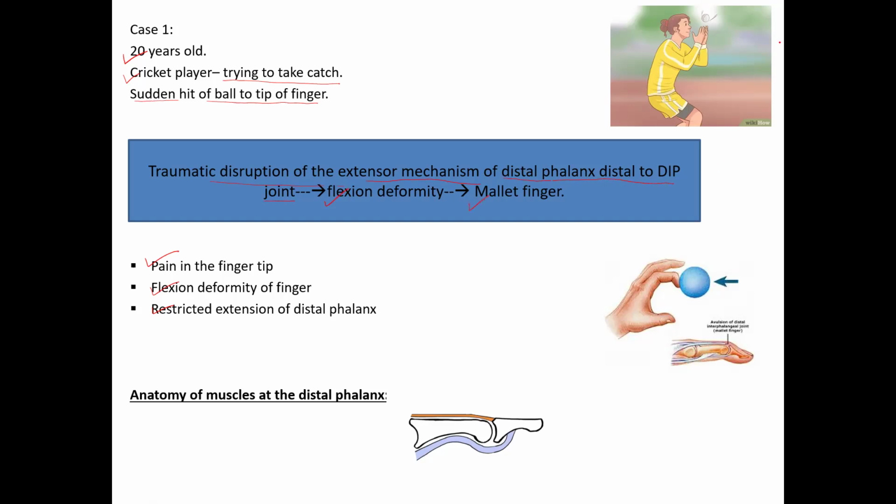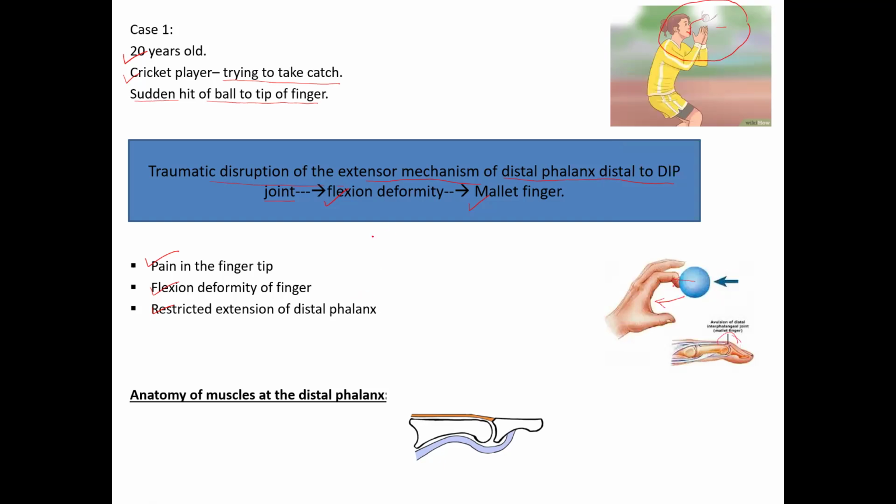So this is the mechanism of injury. If you see here, the player was trying to take the catch. Instead of the ball coming directly into the hand, it hit the tip of the finger. Instead of the ball coming like this directly, it hit the tip of the finger like this. So when there is an injury to the tip of the finger, the extensor mechanism gets disrupted.